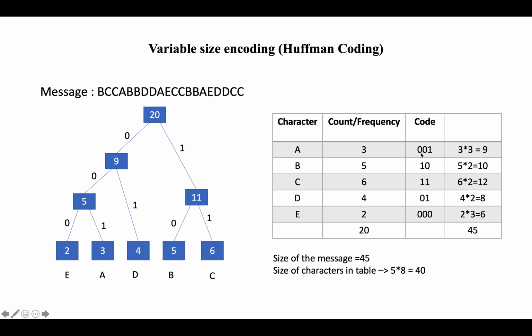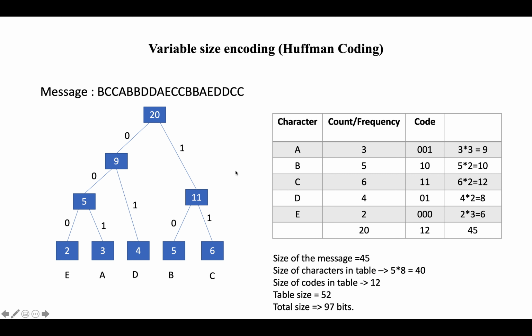Now to send the codes, we have variable length codes. So the total bits it will require will be 1 2 3 4 5 6 7 8 9 10 11 12. So we will require 12 bits to send these codes. So the total size for this table will be 40 plus 12, that is 52, and the total size for the overall message along with the table will be 97 bits. So we will require 97 bits to send this message along with the table across the network using the variable size encoding.